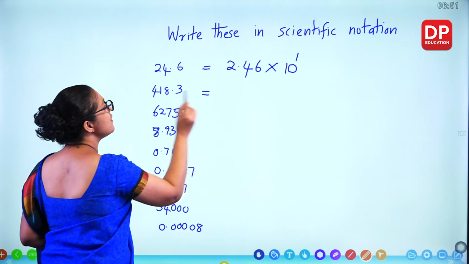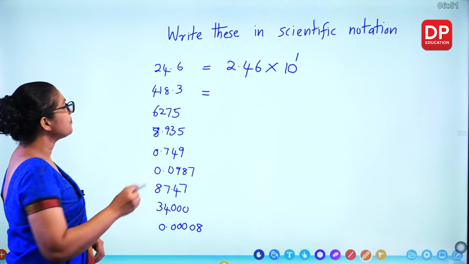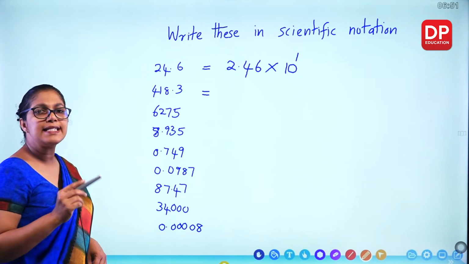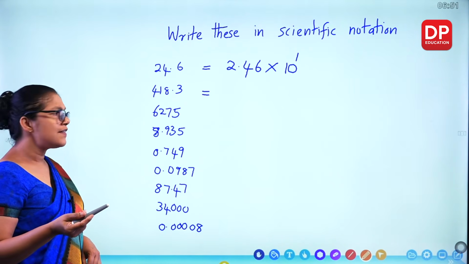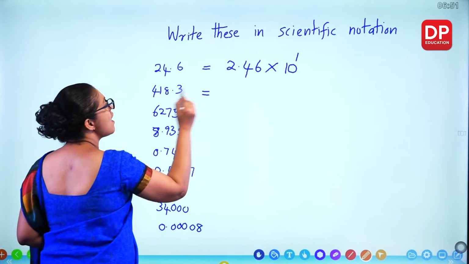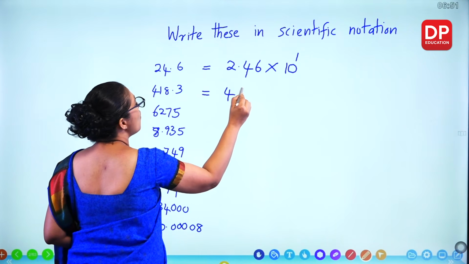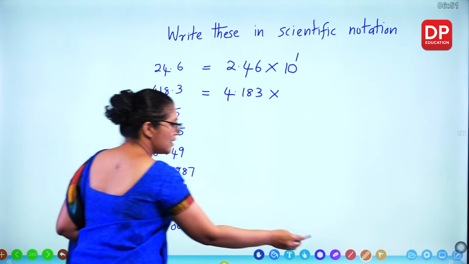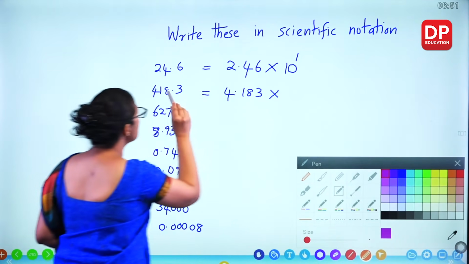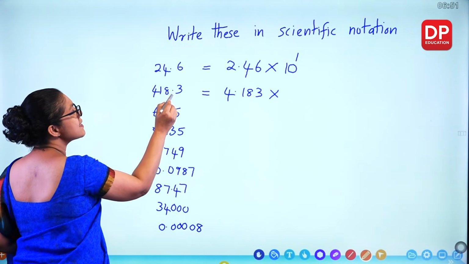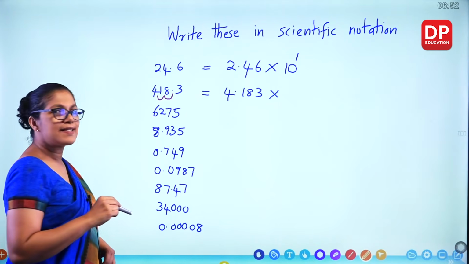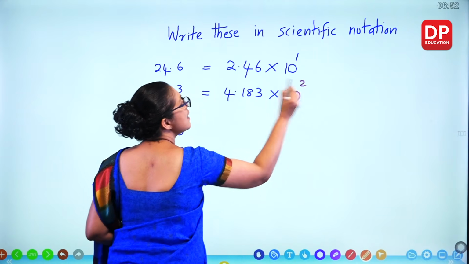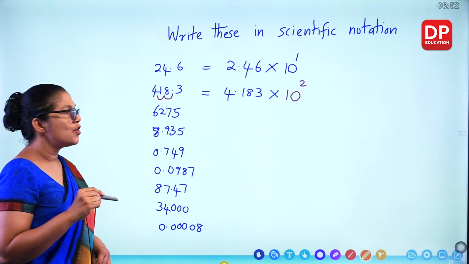Now try to write down this number in scientific notation. Here the decimal place is here. What's the number less than 10? Is it 41.83? No, the number is 4.183. How we get that number? Using this one here. Look at the decimal place. 1, 2. 2 places to the right. So that means you have to multiply by 100. So 10 to the power 2.